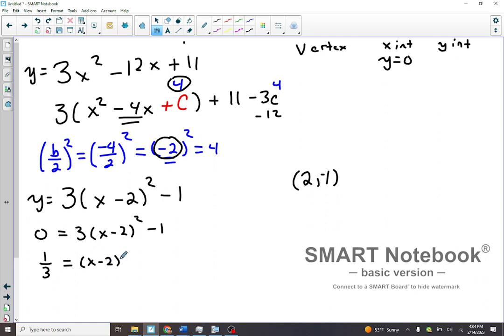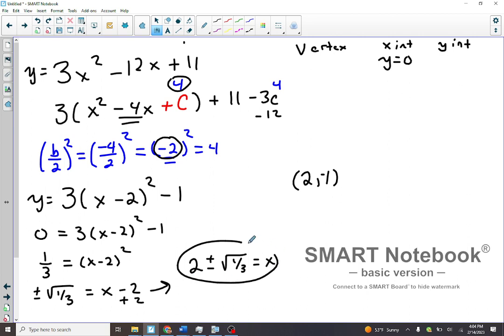(x minus 2) squared. Square root both sides. Now in this case, do I actually expect you to do the square root of 1/3? No, just leave it as a square root. Plus or minus equals x minus 2. And then I'll add 2 on both sides. Wait, why is that one allowed? There's no negative here, I can square root a positive number. Equals x. So these are your x-intercepts here.